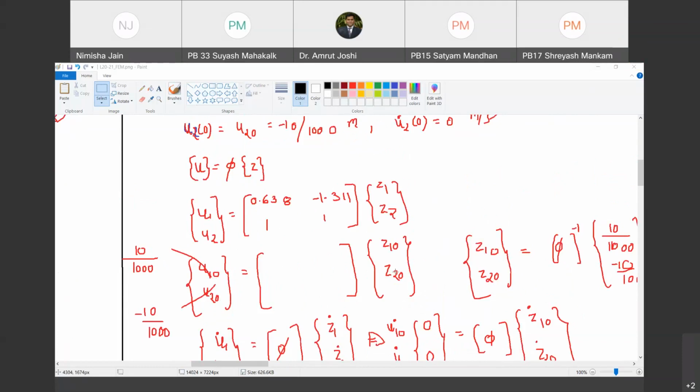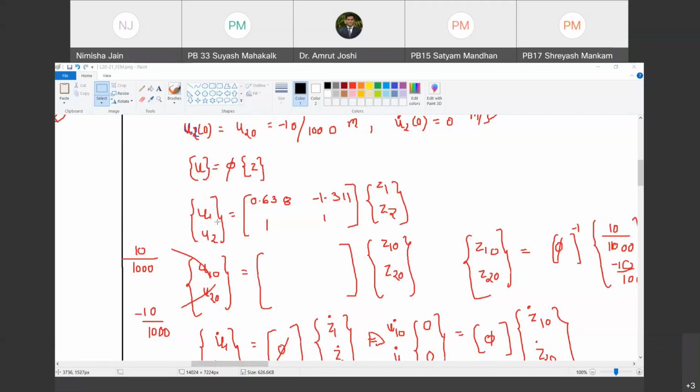Once that phi matrix is formed, then we applied a substitution. U is equal to phi times z, where z1 and z2 are the generalized displacements corresponding to the displacements that we are interested in, and those are u1 and u2. Are you with me? Yes, sir.